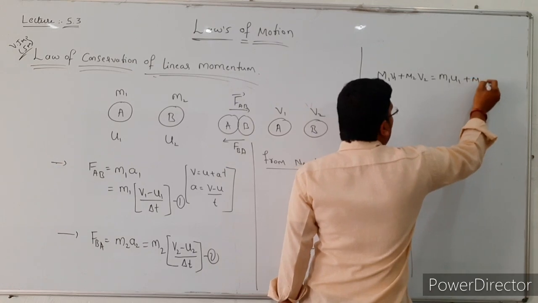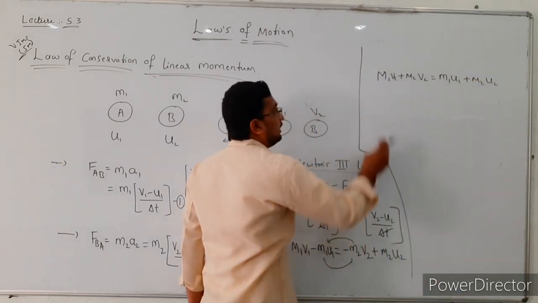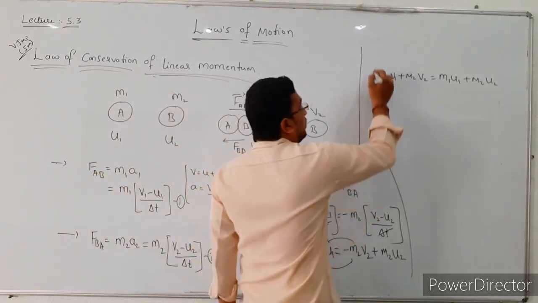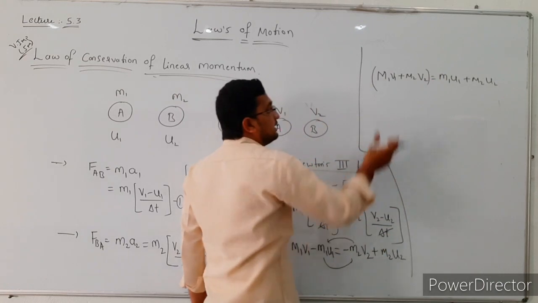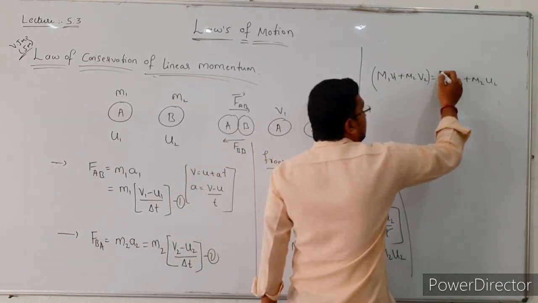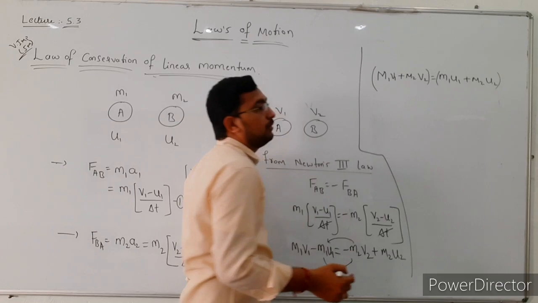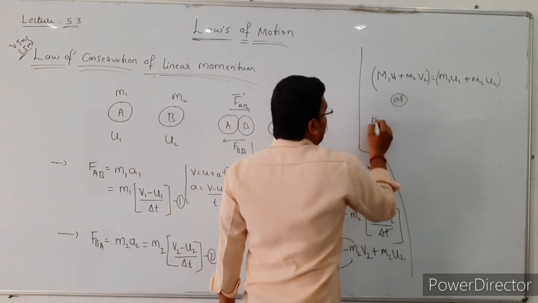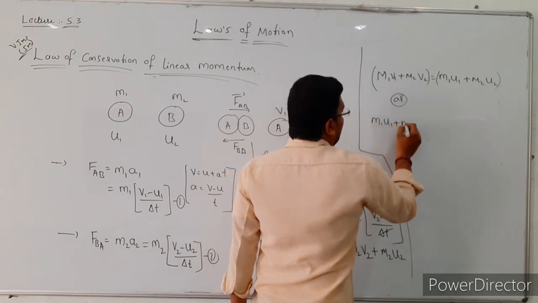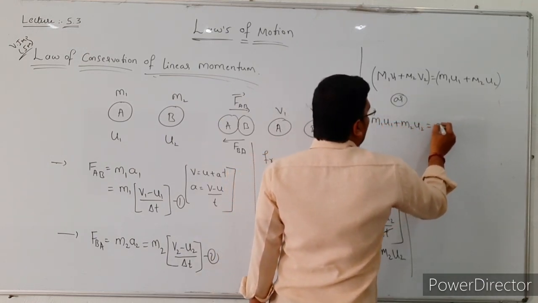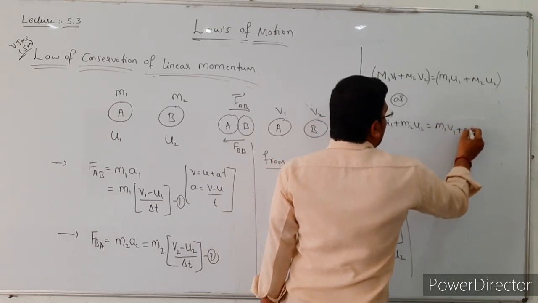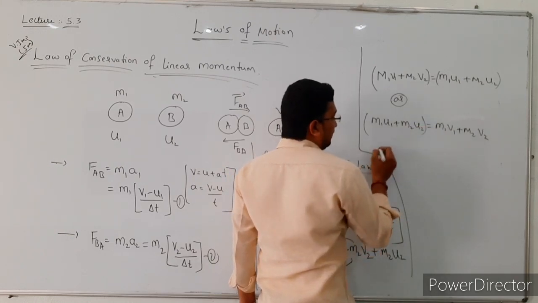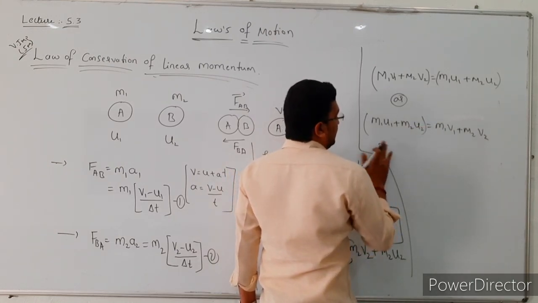Rearranging the equation, m1 v1 plus m2 v2 is equal to m1 u1 plus m2 u2. Already we know that the product of mass and velocity is the linear momentum. So the total momentum of the system after collision is equal to the total momentum before collision, that is m1 u1 plus m2 u2 is equal to m1 v1 plus m2 v2. See here, this is the momentum of the system before collision.